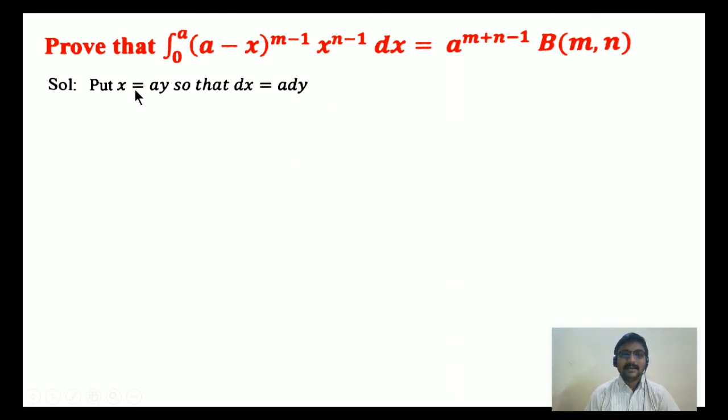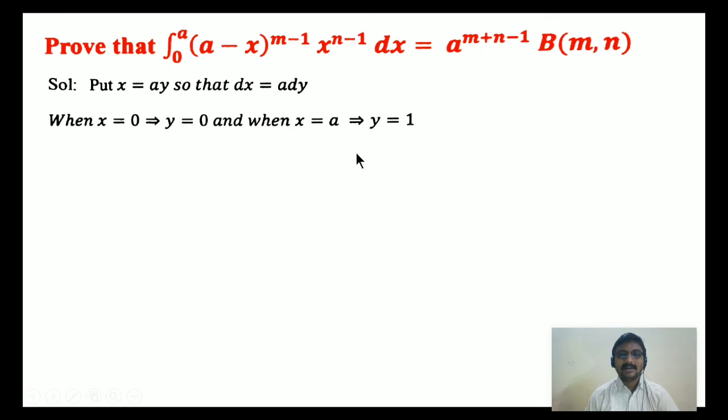Proof: putting x equal to ay, so that differentiating on both sides dx is a dy. And the limits: when x equal to 0, that is the lower limit, 0 equal to ay, which implies that y is 0. When x equal to a, that is the upper limit, a equal to ay, which implies that y is 1. So y equal to 0, y equal to 1 are the new limits. Old limits are 0, a.